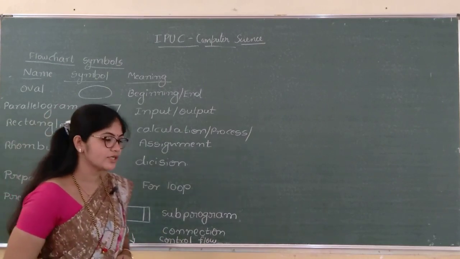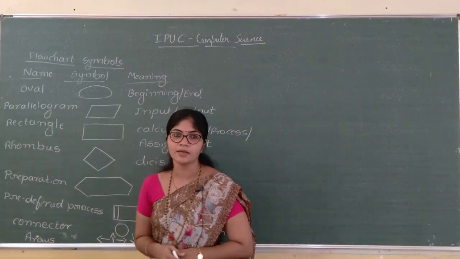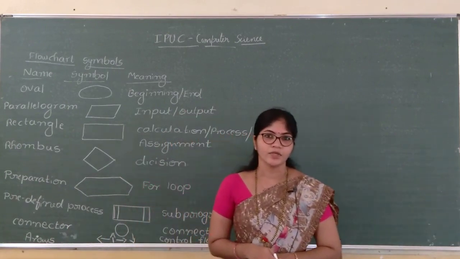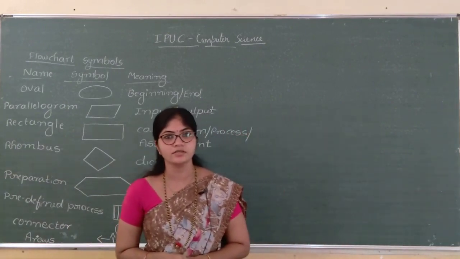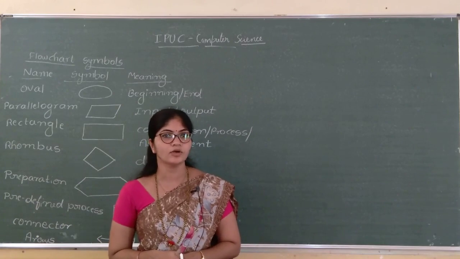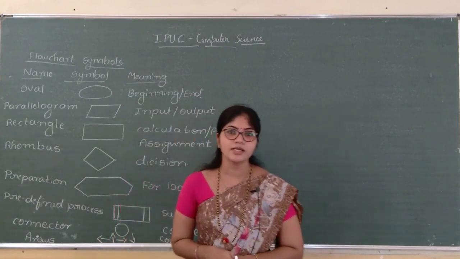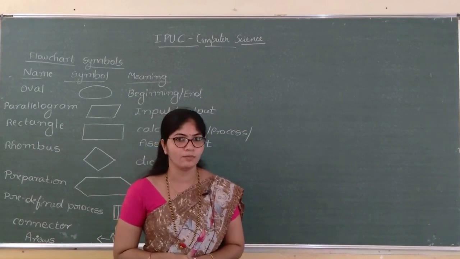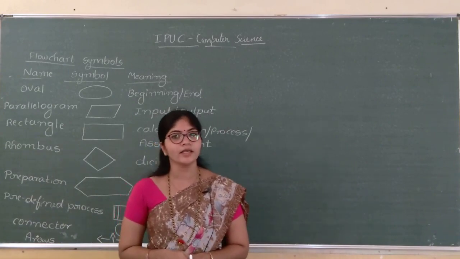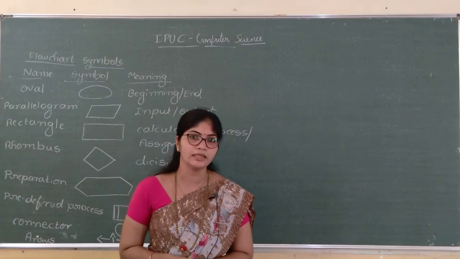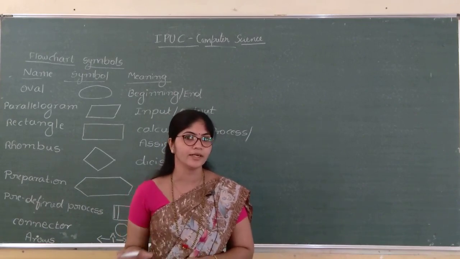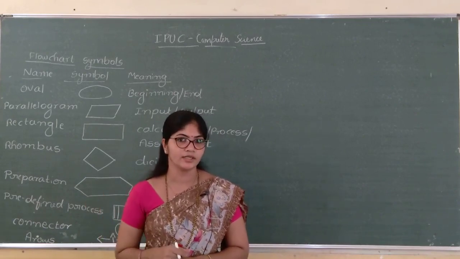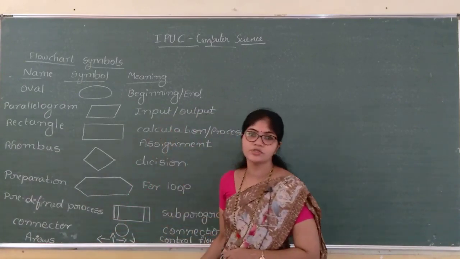So, what is flowchart? Flowchart is the diagrammatic representation of an algorithm. In the previous classes we have discussed about algorithms. What is an algorithm? Algorithm is a step by step finite sequence of instructions to solve a well defined problem. So, flowchart is the diagrammatic representation of the algorithm. So, these are the symbols used in flowchart.